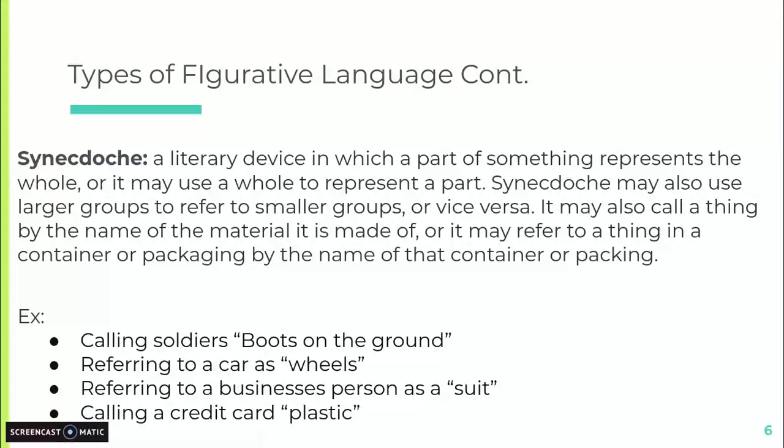Some examples here. Calling soldiers boots on the ground, okay? Their boots are a part of them. That's a synecdoche. Referring to a car as wheels, like, hey, check out my sweet wheels. Now, a car is made up of more than wheels. Wheels are merely a part of it, so that is a synecdoche. Calling a business person a suit. They wear suits, so it is part of them, but that doesn't encompass the entirety of them. It is only a part. That's a synecdoche. Or calling a credit card plastic. So this is one of those cases where we're referring to an object by the material that it's made of. Okay? Plastic, synecdoche.